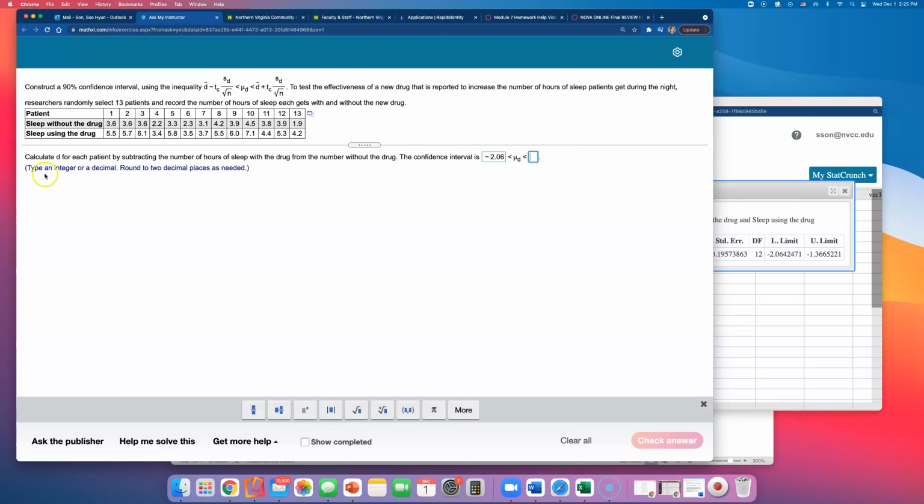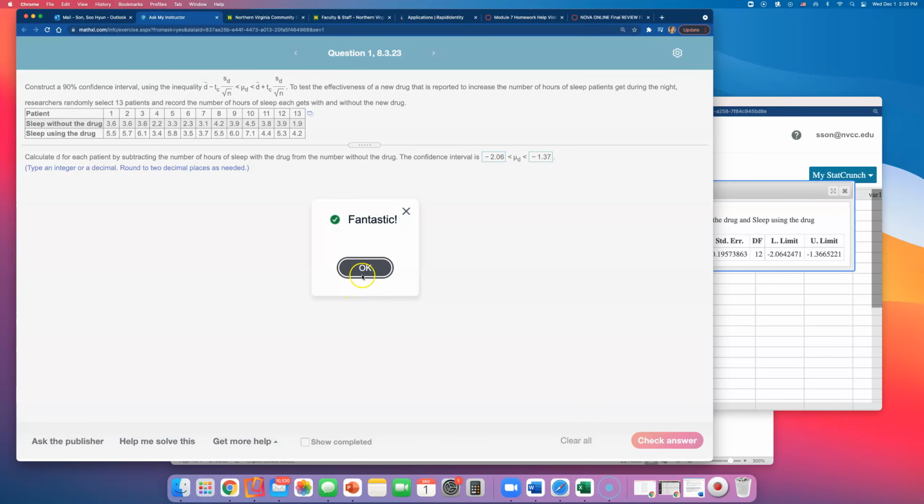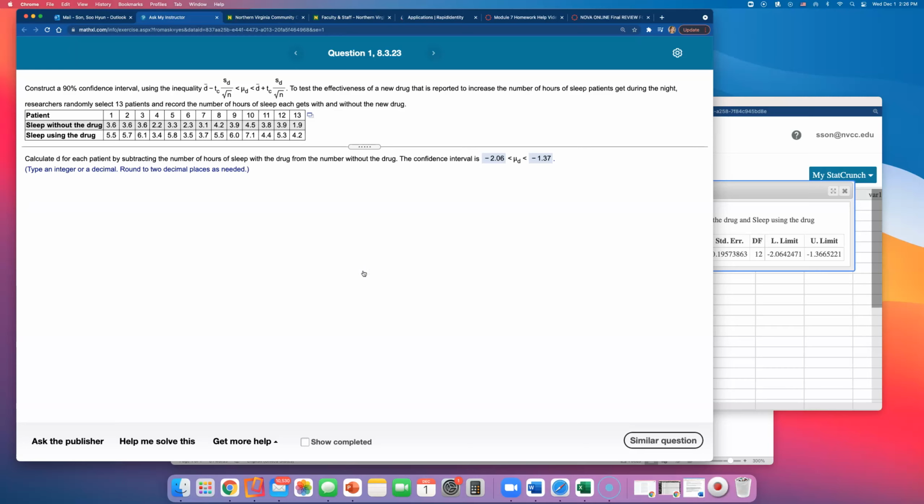We have to be careful here. Type an integer or a decimal, round to 2 decimal places. Also that this one is fine. The next one is negative 1.37, okay? Now let's talk about what this means. I mean, the question should have asked us a little more to this, but what we just got, is that good news for this drug company? Like, is their drug working or not working, okay?